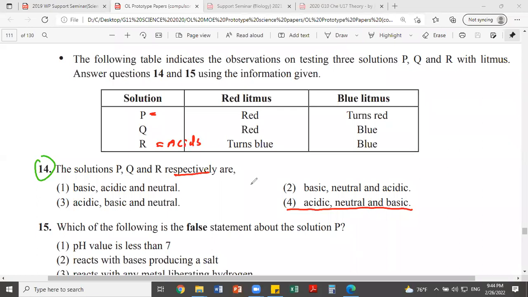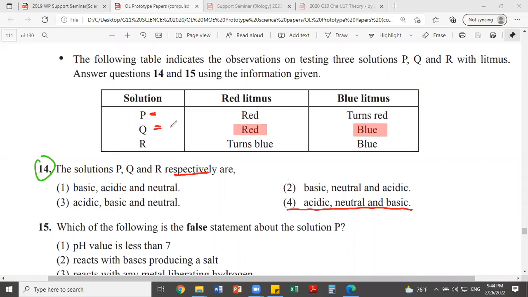The last one should be acidic. It turns blue litmus... no, blue to blue, they are not, we can't decide. Red to blue, definitely a base. Sorry about that. Red to blue, definitely basic.